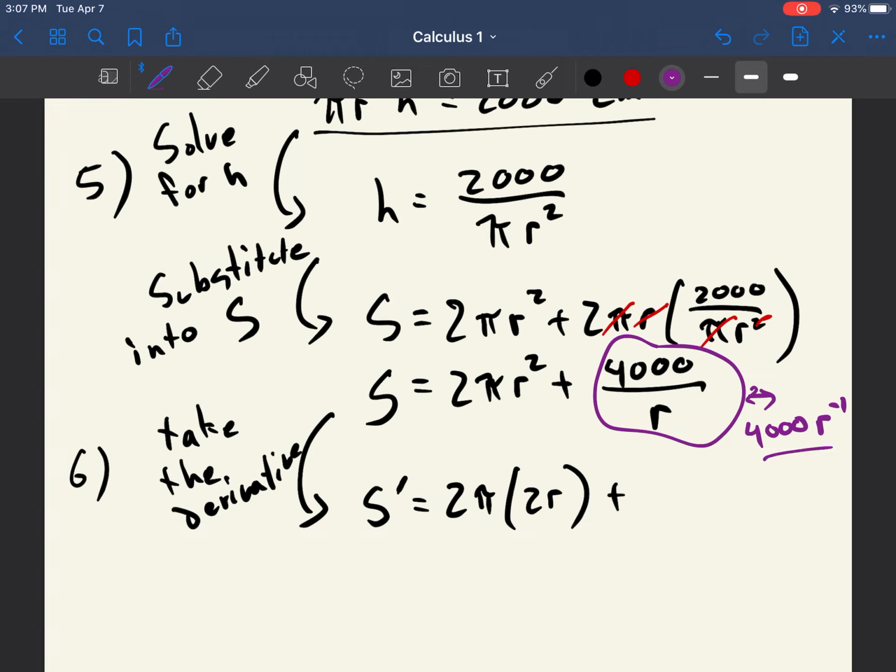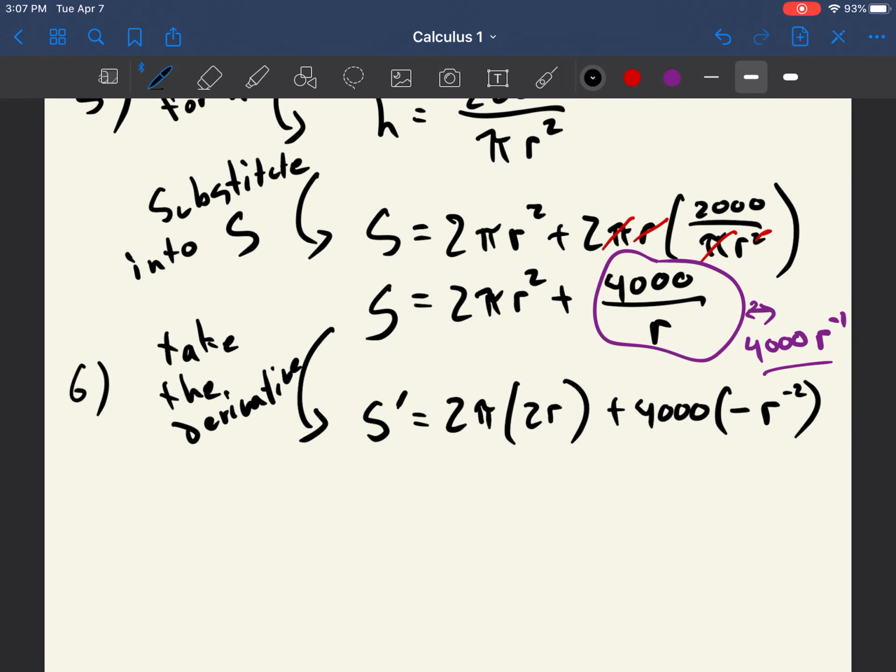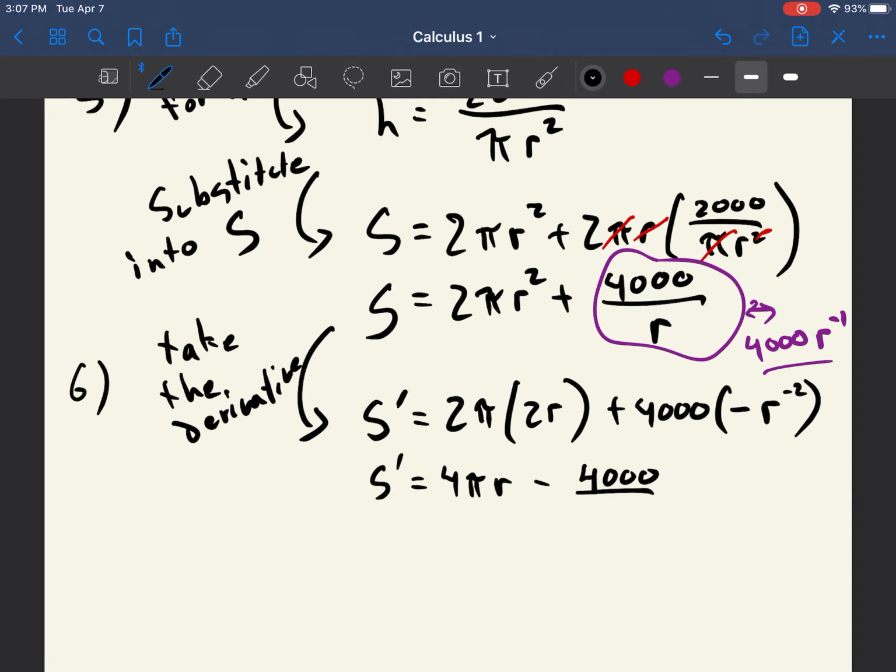So then we can take the derivative of this. That's a little bit easier to see what the derivative should be. The derivative should really be 4,000 times the derivative of r to the minus 1, which should be minus r to the minus 2, because I pulled down the power, that gives me this minus, and then subtracted 1 from the power, so there I get that minus 2, okay? So now let's rewrite this so it doesn't look so messy. So this is 4 pi r minus 4,000 over r squared, okay?